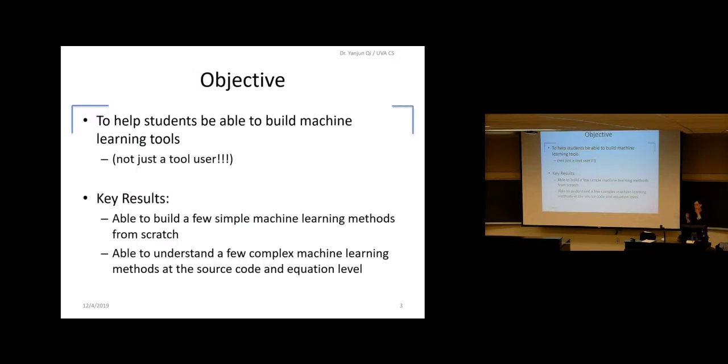All right, so let's summarize my objective of the whole course, and let's recap. Reflect: what was my goal in the beginning? I want to help students to be able to build machine learning tools. Honestly, this is a very noble goal. It's a very, very big goal. But through the homeworks, I think you indeed implemented a few simple machine learning approaches. And also, I think you are very qualified to understand some of the complex machine learning methods at the source code level and also the derivation equation levels.